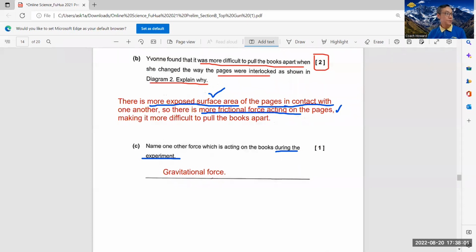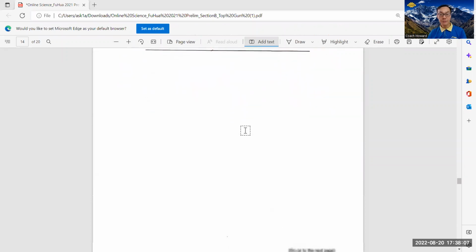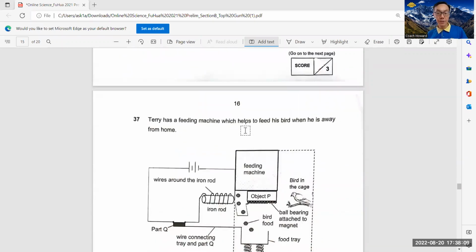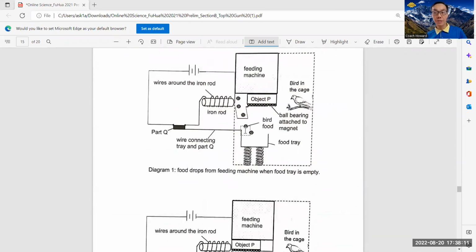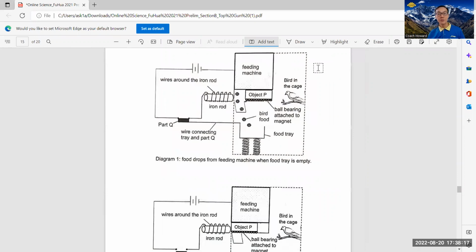Okay, next question. I have gone through this before, if you notice, right? We have discussed this question. Why I want to discuss it again is because this question is commonly tested in prelim and also in PSLE, I believe. So you notice this is an auto pet feeder. So you try to understand how it works.